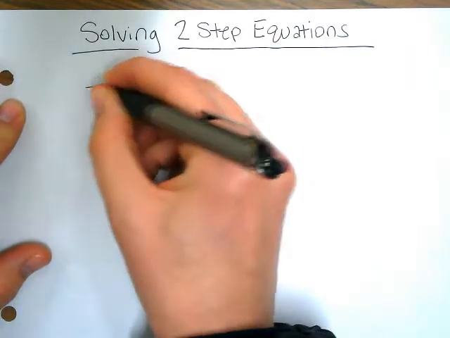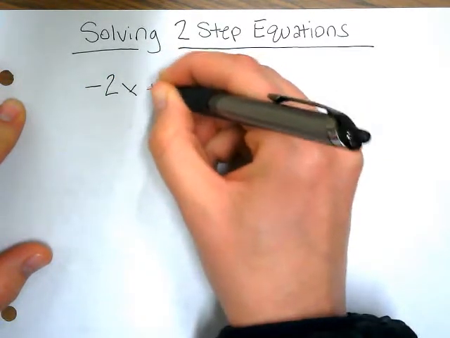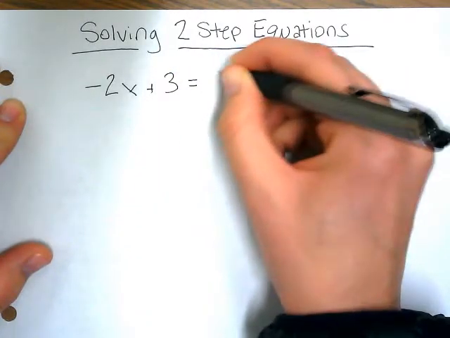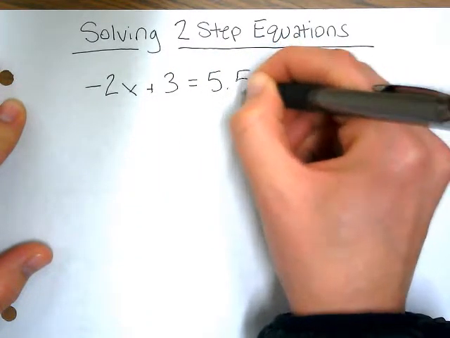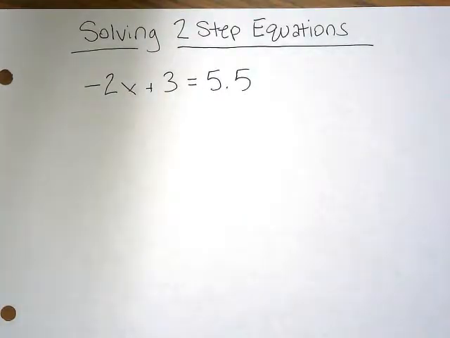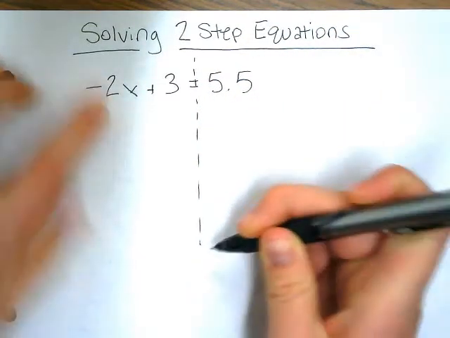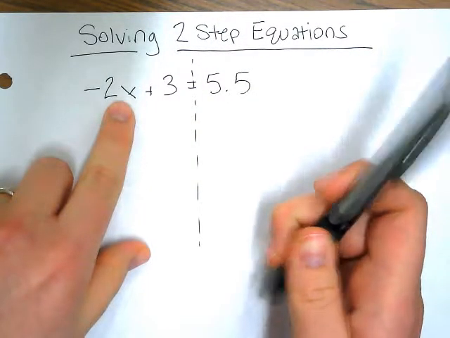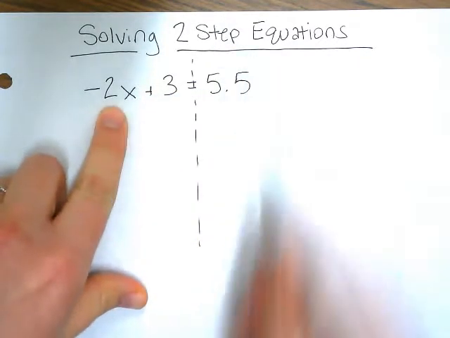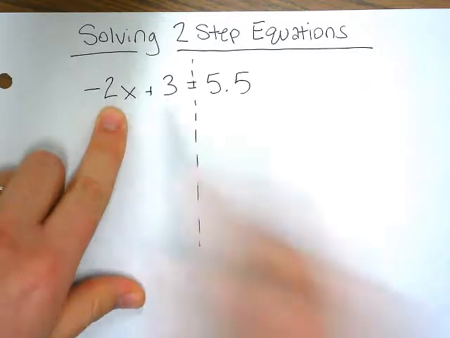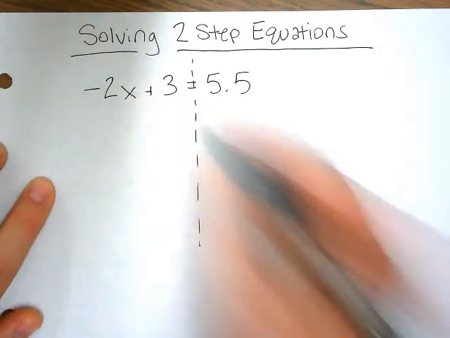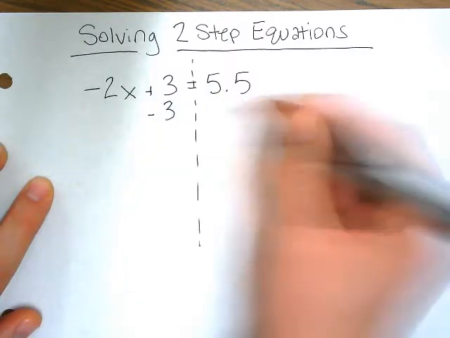The first equation is negative 2x plus 3 equals 5.5. So I know I want to get these x's by itself. And so I'm looking on the left side of my equation where the x's are. I want to get these x's by themselves, so I have to get rid of this 3 here. And I know to get rid of a positive 3, I'm going to either add a negative 3 or subtract 3.